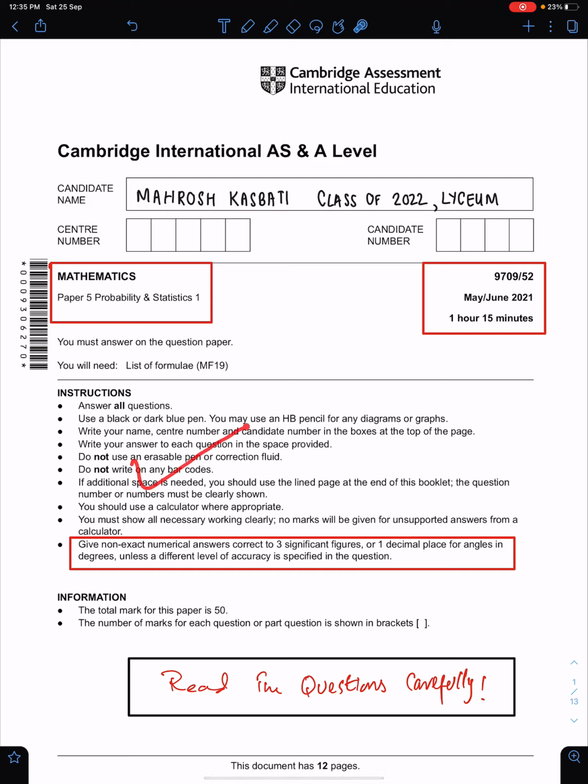Well, all these instructions are very important, especially this last one. Give non-exact numerical answers correct to 3 significant figures. Must follow all these instructions. An important tip, read the questions carefully.